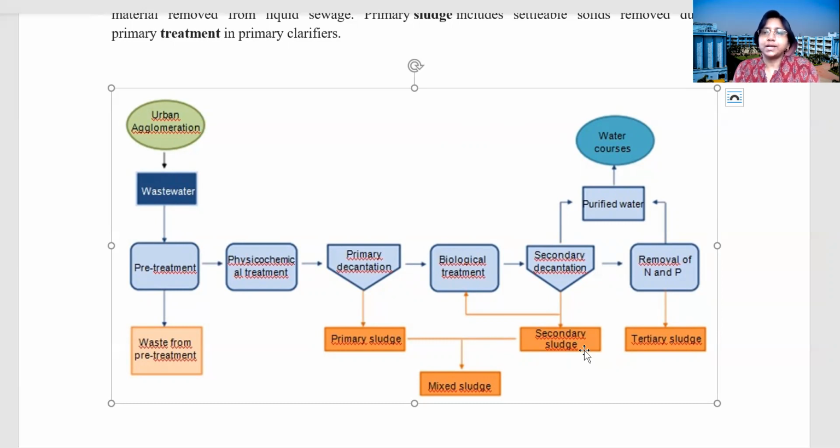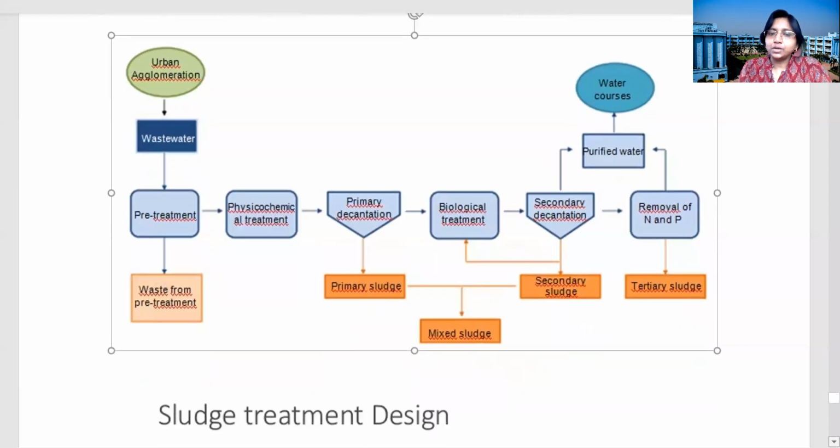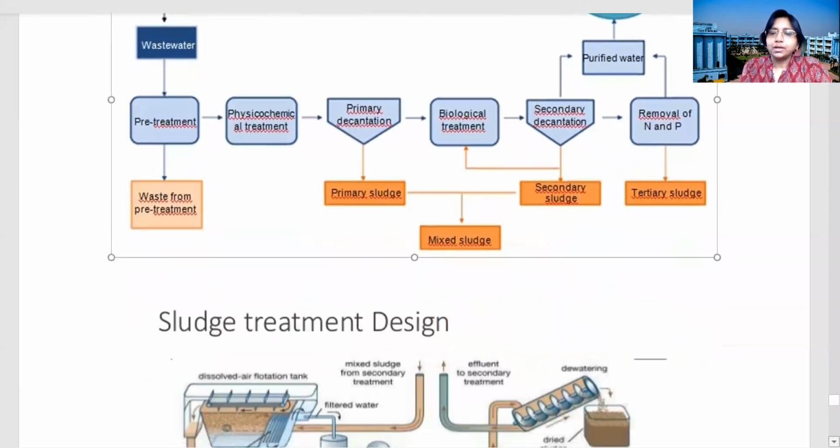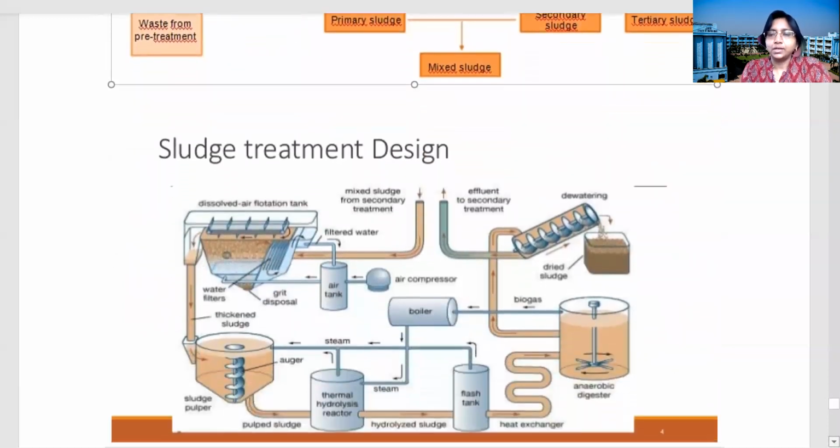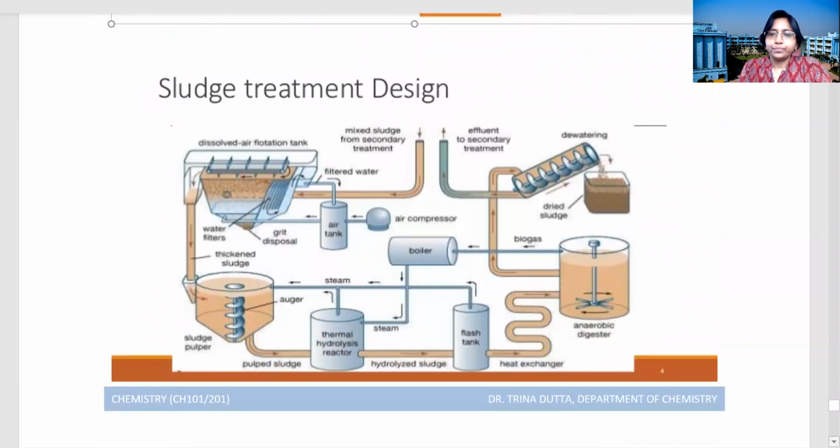We cannot dispose of it here and there. If we bury it under the soil, it will create soil pollution because it may contain different types of toxic materials. And if we dump it into the sea or river water, it will again create water pollution. So we have to do the sludge disposal in such a way that it should not create any other pollution. It must be eco-friendly.